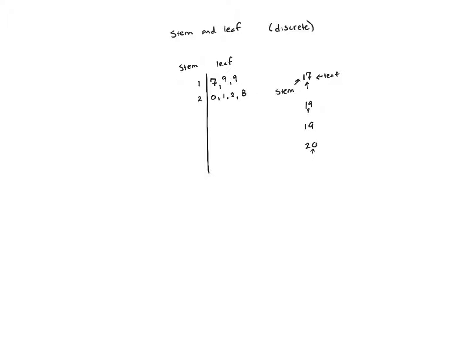22, and 28. Now, if a number goes into more digits, that's entirely fine. Let's say we hit the number 205. Once again, the leaf is only the last digit, so we'd divide it off, and we would put the 20 on this side and the 5 on that side. So let's go ahead and look at an example here.